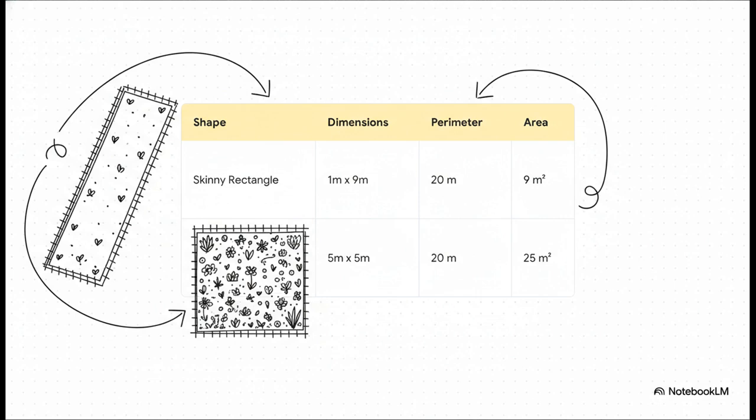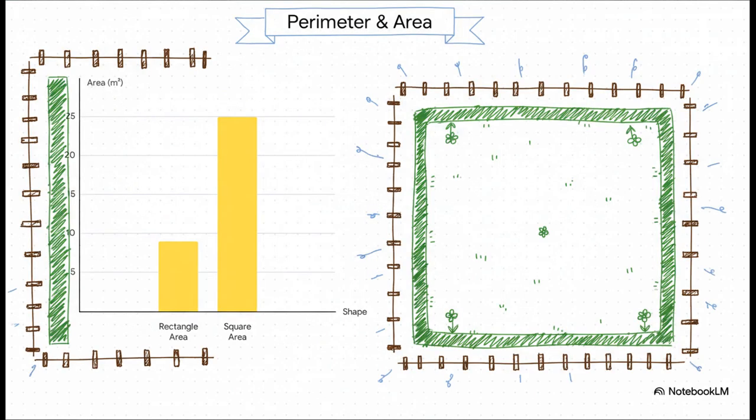Now, let's use that exact same 20 meters of fence to build a perfect square, 5 meters by 5 meters. The perimeter is still 20 meters, but whoa, look at the area. It's 25 square meters. And this bar chart just makes the difference impossible to ignore. I mean, it's not a small improvement. For the exact same amount of fence, the square shape gives you nearly 3 times more gardening space. That's not just a little better. That is a huge, huge increase in efficiency.